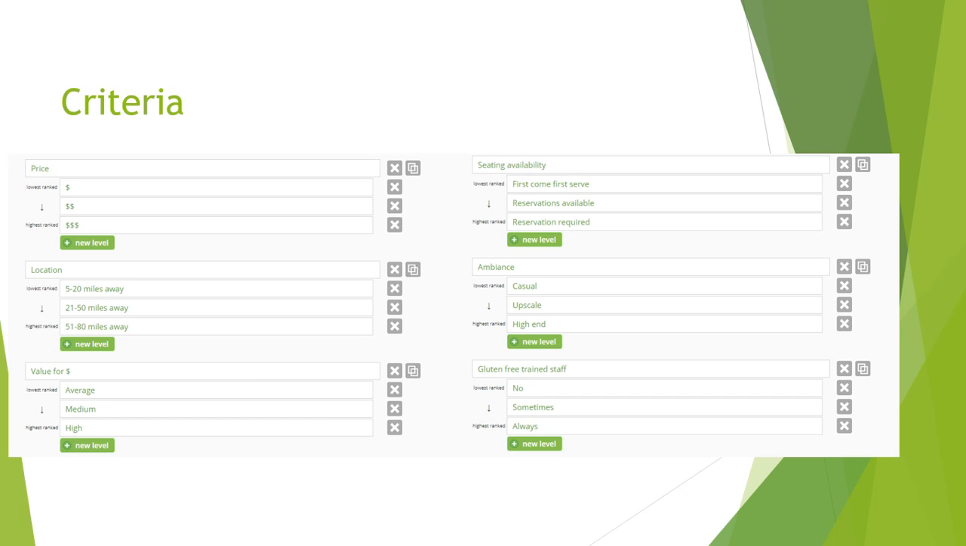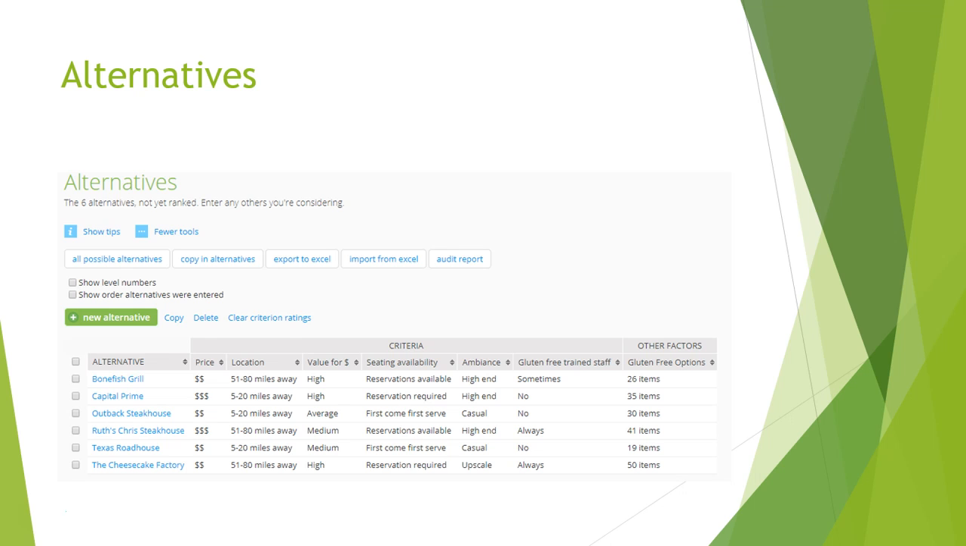And then gluten-free trained staff, that is an important question to me because when I go into a restaurant, I want to know that the staff is trained in order to be able to order the food for me and ensure that it is safe so that I don't get sick because of my celiac disease. So all of these criteria are very important for me. That's why I chose all of these criteria as I make my steps to decide on a restaurant.